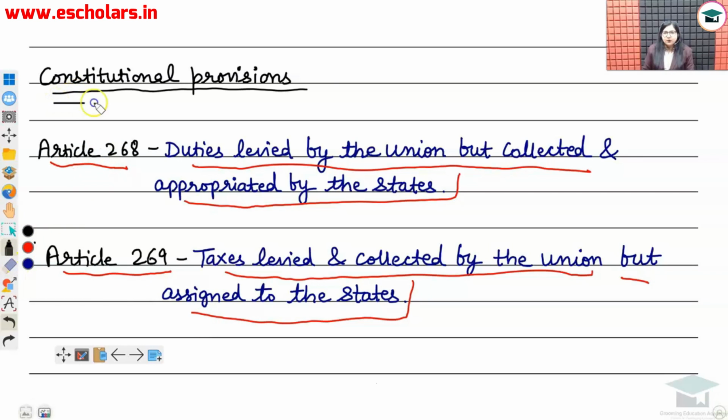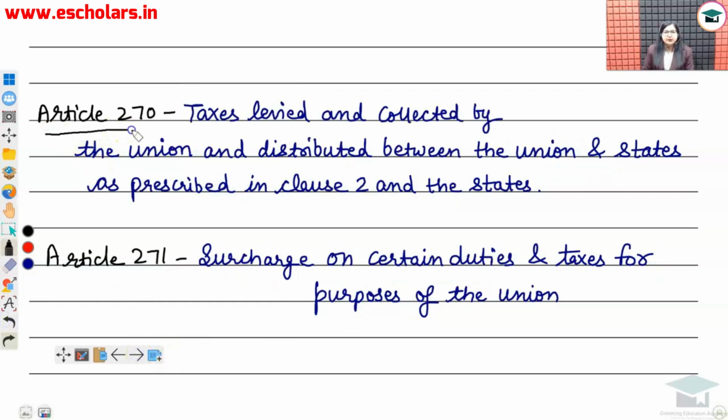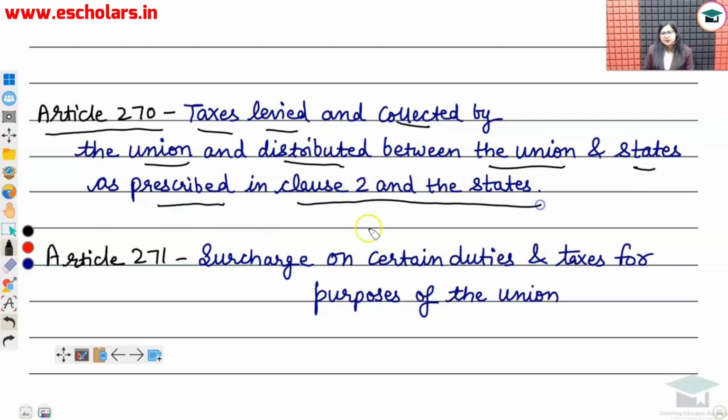So let's have a look. Constitutional provisions. Article 268: duties levied by the union but collected and appropriated by the states. Next, Article 269: taxes levied and collected by the union but assigned to the states. Next, Article 270 is related to the taxes levied and collected by the union government and distributed between the union and the state governments as prescribed in clause 2 and the states.